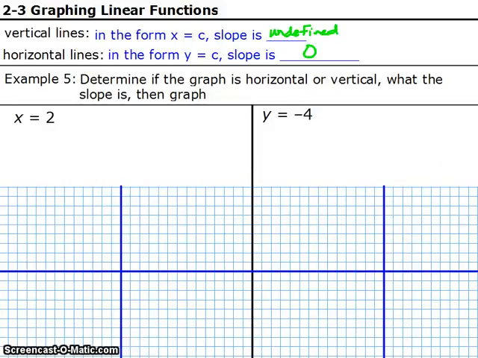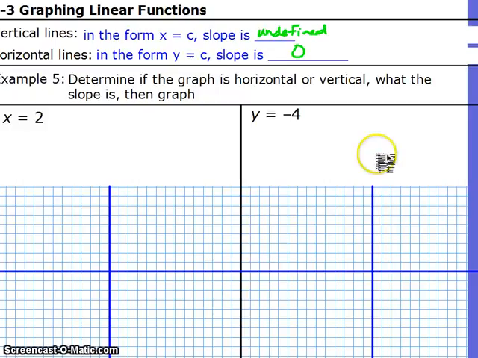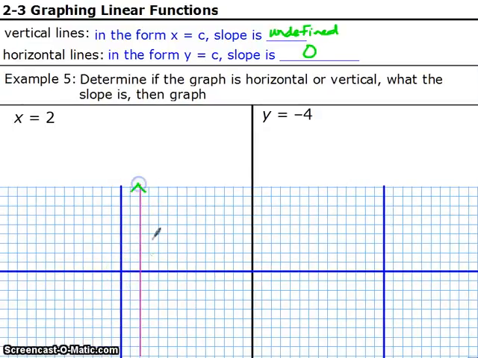So how to graph these. We see x equals 2. We know that this is a vertical line. So we simply draw a vertical line where x equals 2. So that's right here, 1, 2, vertical line. Put your arrows on it. All right, and so determine if the graph is horizontal or vertical. So we determined it was vertical. What the slope is, m, undefined, and then we graphed it.